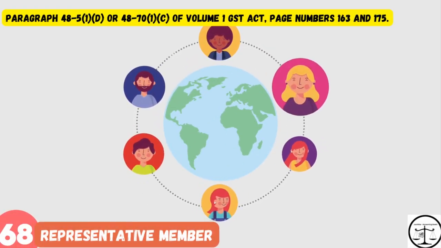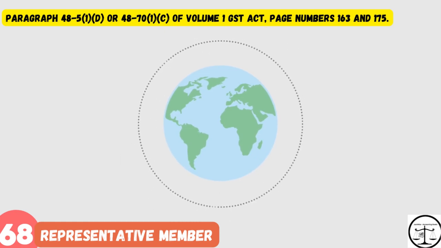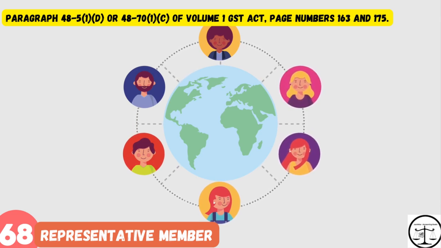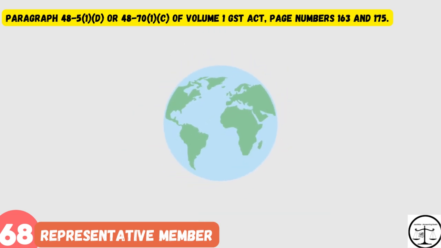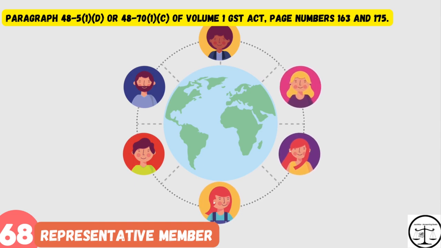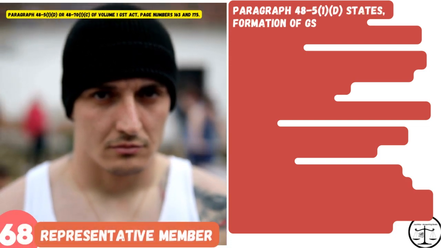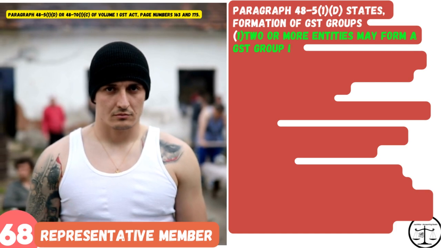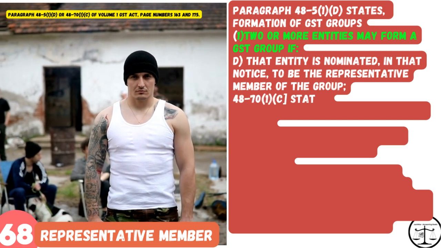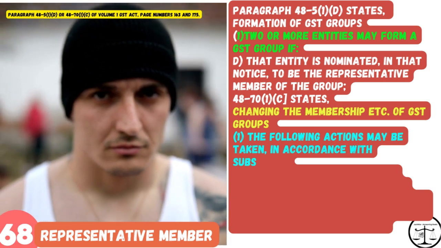Representative member of a GST group is the member of the group last nominated as mentioned in paragraph 48-5(1)(d), or 48-70(1)(c). That is paragraph 48-5(1)(d), or 48-70(1)(c), of Volume 1 GST Act, page numbers 163 and 175. Paragraph 48-5(1)(d) states: Formation of GST groups. 1. Two or more entities may form a GST group if D. That entity is nominated, in that notice, to be the representative member of the group.